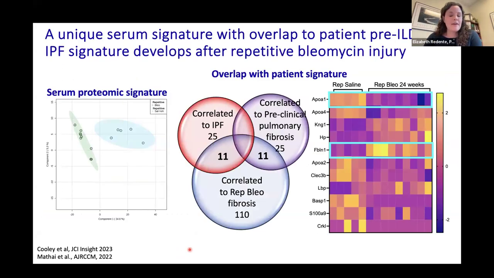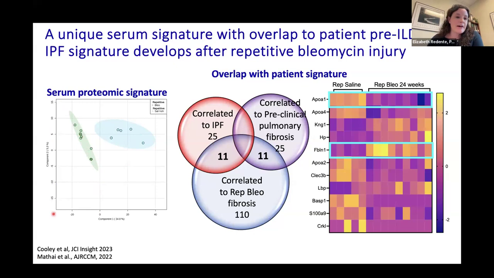And finally, the other thing that we did with this model is we wanted to look at the serum for a proteomic signature to see if we were seeing changes that were reflective of what has been published for IPF patients. And so Susan Mathay and David Schwartz published a really nice paper in the Blue Journal in 2022 looking at proteomic signatures of patients with IPF and patients with preclinical IPF that they were able to track the progression of their disease. So we also looked at the proteomic signature in our animals, mice that received repetitive saline are here in blue, and then mice that received repetitive bleomycin are here in green.